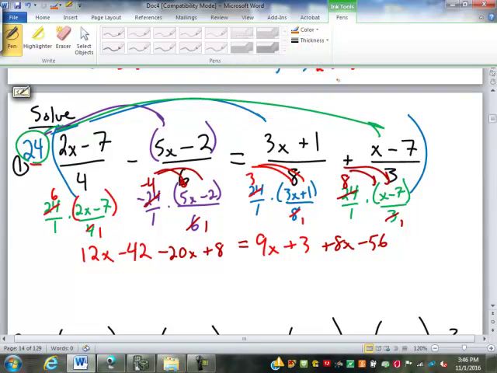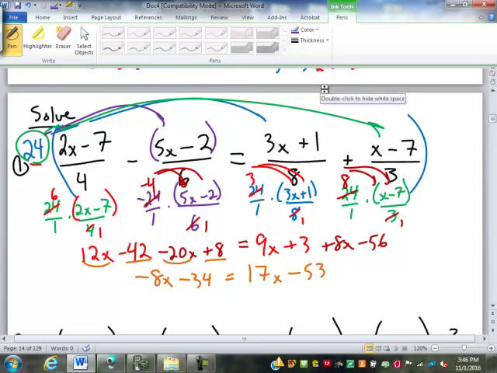Now we're going to combine what we can. On the left side, 12x and negative 20x is negative 8x. Negative 42 and 8 is a negative 34. On the right side, 9x and 8x, 17x. 3 and negative 56 is a negative 53. Questions so far?